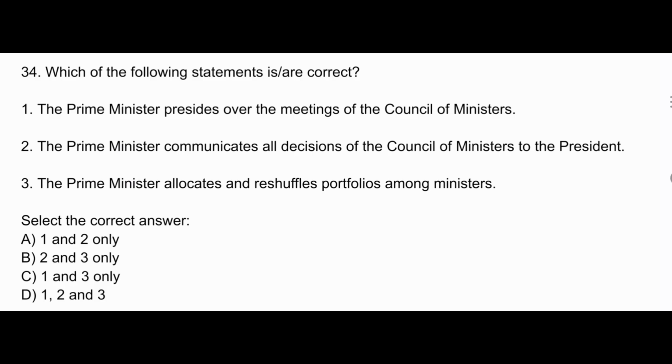The next question: which of the following statements is all correct? 1. The Prime Minister presides over the meetings of the Council of Ministers. 2. The Prime Minister communicates all decisions of the Council of Ministers to the President. 3. The Prime Minister allocates and reshuffles portfolios among ministers. Select the correct answer.